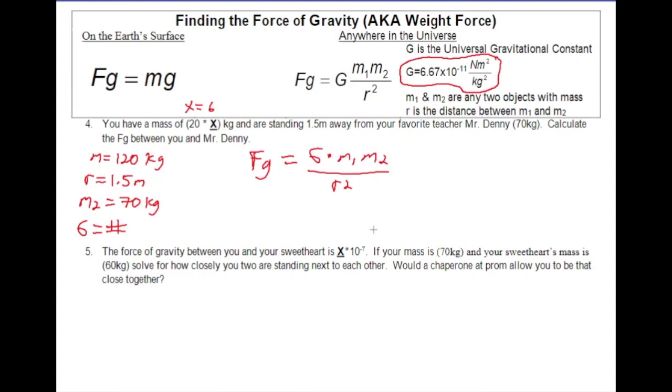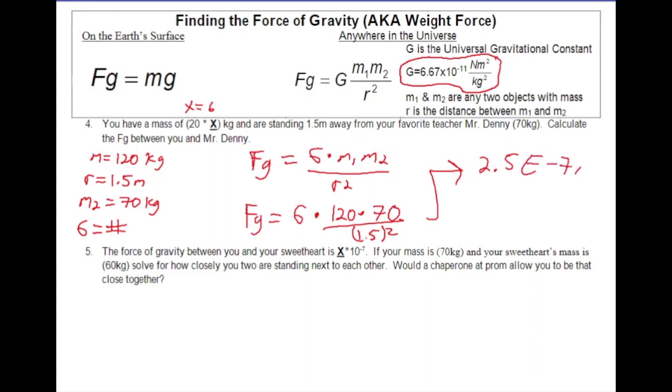I can plug my numbers in if I want. I get force gravity equals big G times 120 times 70 divided by 1.5 squared. I do the math, and I figure out that the force gravity between me and Mr. Denny should be 2.5 e to the negative 7th newtons. Let's move on to the next one.